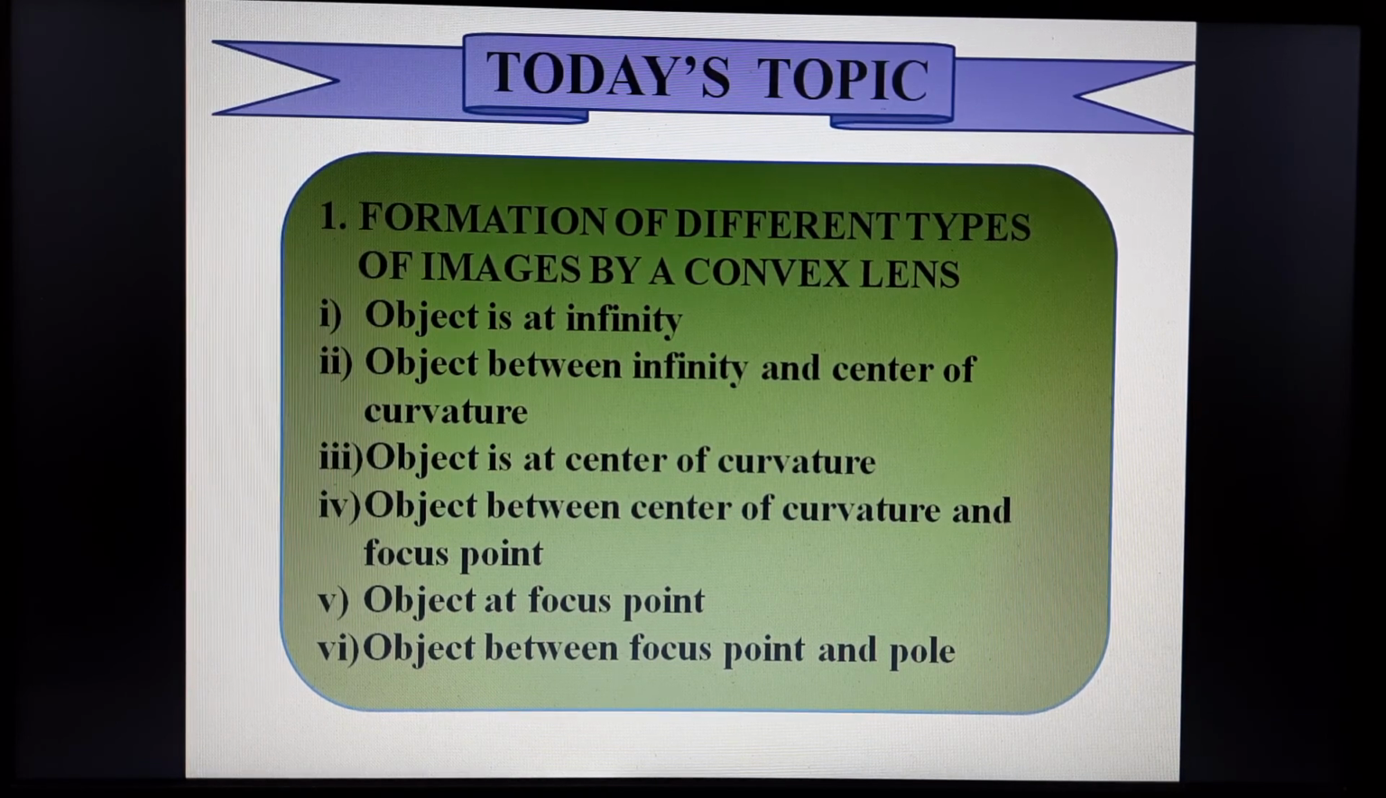Number 1, when the object is at infinity. Number 2, object between infinity and center of curvature. Number 3, object is at center of curvature. Number 4, object between center of curvature and focus point. Number 5, object at focus point. And number 6, object between focus point and pole.